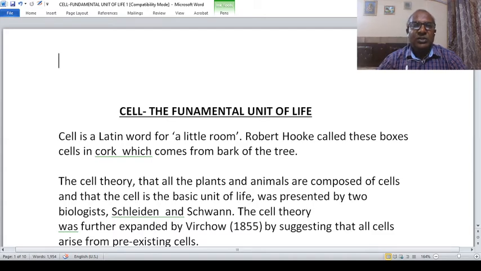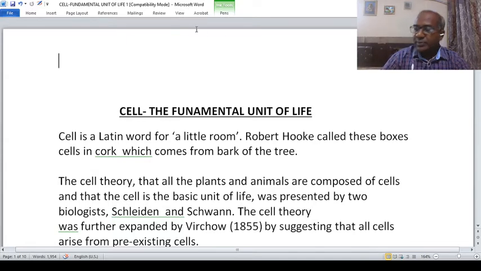We are going to discuss cell biology. The first topic that we had taken was virus from general biology. The second topic that we are taking up is the cell, the fundamental unit of life. Before studying an organism, the basic organization is cells, then tissues, then organs, organ systems and organisms.